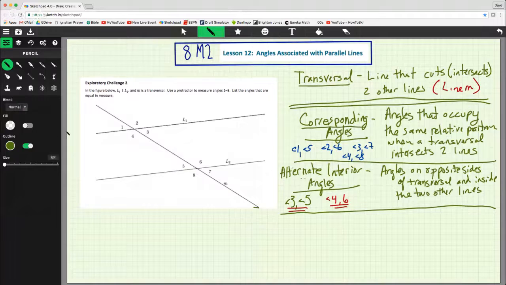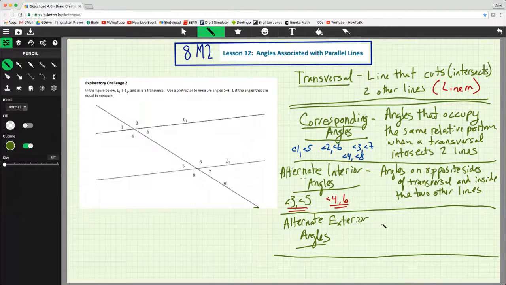Okay, now the last thing we need to talk about, and then we're going to have to talk about the rules, is alternate exterior angles. And these are angles on alternate, which still means on opposite sides of the transversal. That's what alternate means.